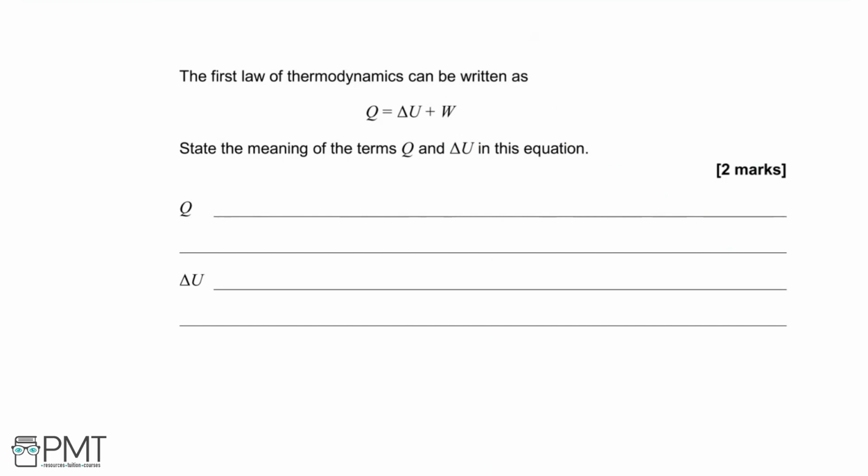The first law of thermodynamics can be written as Q equals delta U plus W. State the meaning of the terms Q and delta U in this equation. So very easy 2 marks here. We know that Q is related to heat and delta U is related to the change in internal energy. So we just need to write those down.